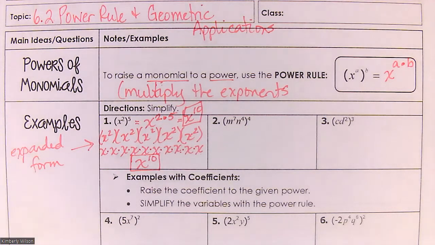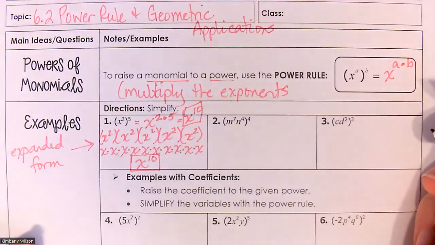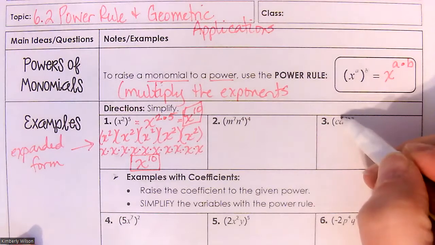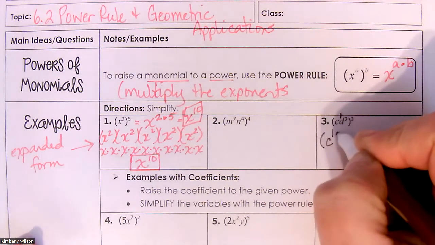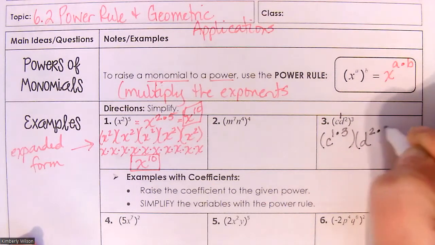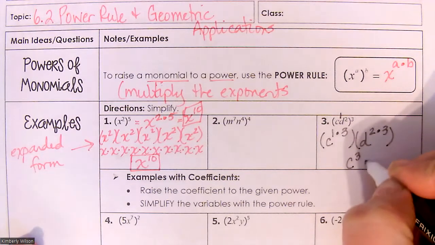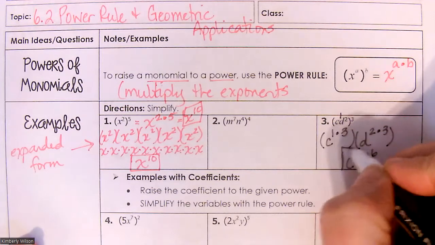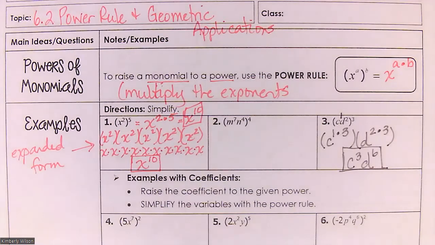Okay. Jumping to number 3. I can do this with multiple variables. Right now the exponent that's understood to be on the c is a 1. So therefore, this would be c to the 1 times 3 times d to the 2 times 3. So therefore, my answer is c to the 3rd, d to the 6th. You have to be careful and make sure you don't add the exponents when you're supposed to be multiplying them.